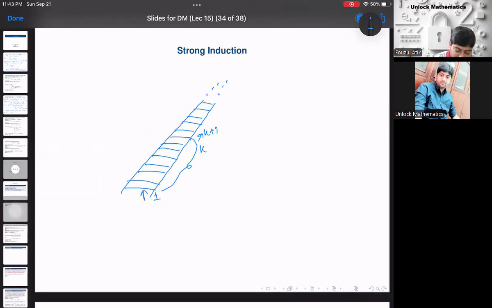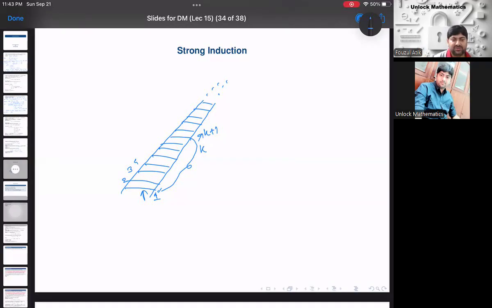How? Because you said that you can reach the first step. Then if you apply this technique, because you are up to 1, you can go to step 2. Then you are up to step 2, you can go to step 3, then step 4. Like that, this condition will imply that you can reach the whole infinite ladder. Right? So this is the principle of strong induction.